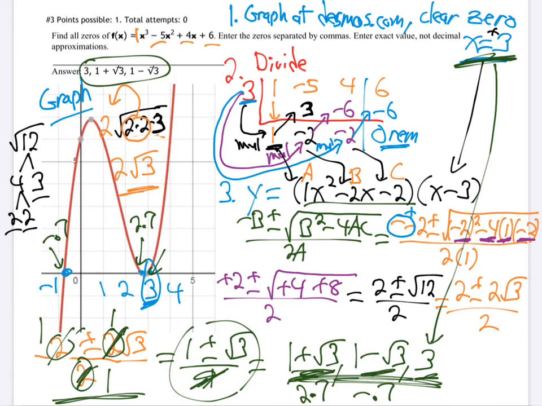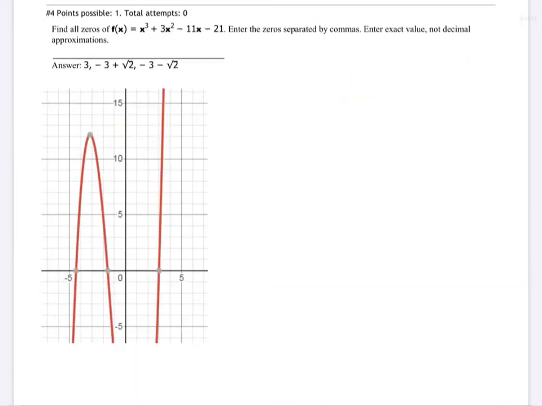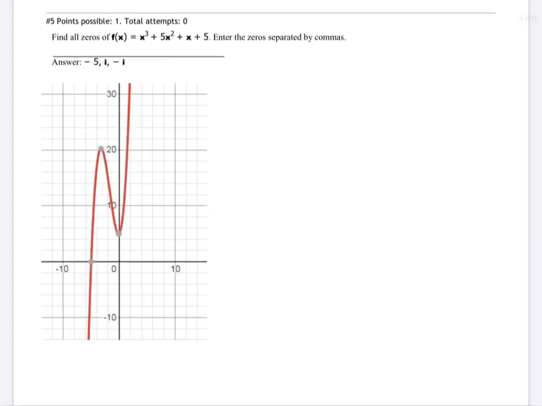Good. Okay, well, I'm going to skip number 4. This one's just the same as the other ones. I've got the graph there. I'm going to go on to number 5. This one's a little different, so let me do this one with you.